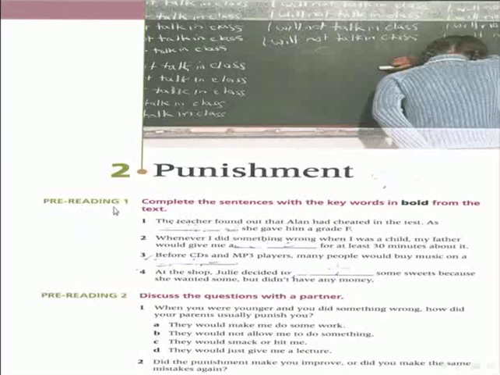section. Pre-reading number 1. Complete the sentences with the keywords in bold from the text. Now before you read the exercise, or you read the questions and then go to the text. Inside the text you will find words which are written in bold. In bold, that means in big writing. Let's have a look first. Let's go to the text first on the next page.